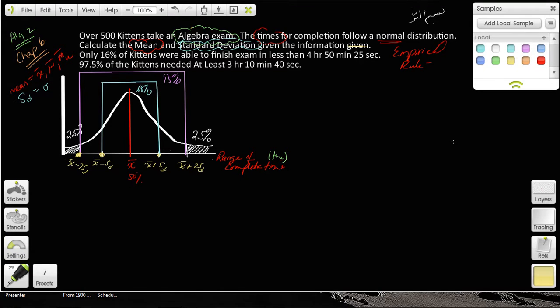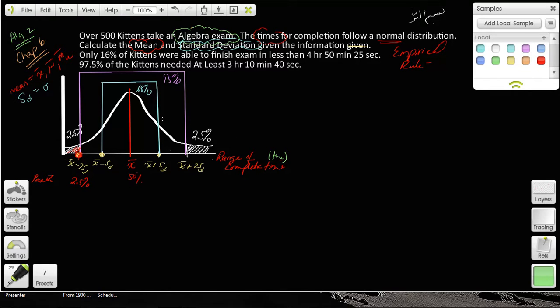Okay, now then we had filled in the percentiles. Percentiles went over here. So the first data point over there corresponds to the 2.5 percentile. In other words, this data point right here corresponds to 2.5%, meaning 2.5% of the kittens took that much time to complete this test.